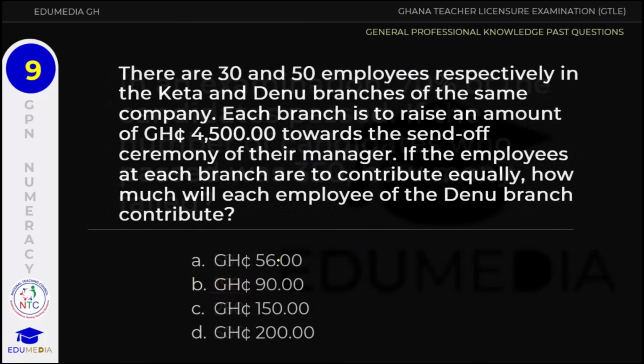The next question. There are 30 and 50 employees respectively in the Keta and Denu branches of the same company. Each branch is to raise an amount of 4,500 Ghana cedis towards the send-off ceremony of their manager. If the employees at each branch are to contribute equally, how much will each employee of the Denu branch contribute?